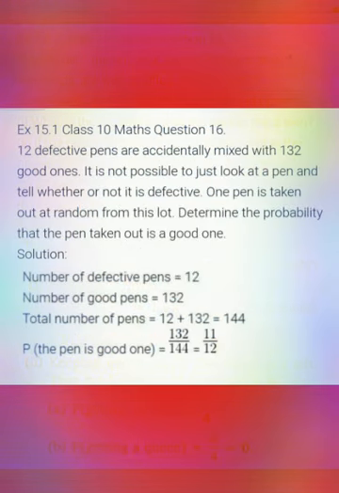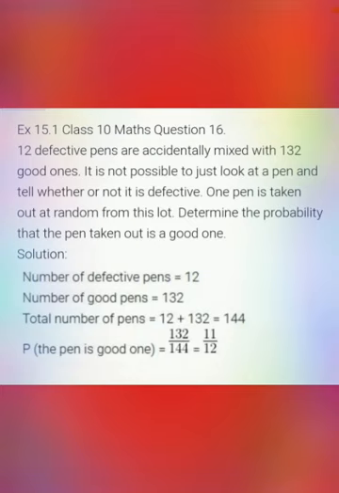12 defective pens are accidentally mixed with 132 good pens. If it is not possible to just look at a pen and tell whether or not it is defective, one pen is taken out at random from this lot. Determine the probability that the pen taken out is a good one.